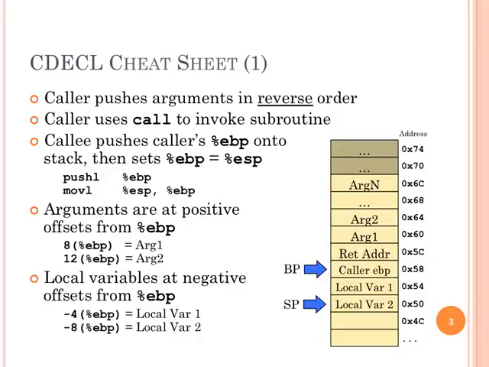And then if we decided to allocate space on the stack for local variables, which happens rarely, I have to say, then we can store those at negative offsets from EBP. So -4(EBP), -8(EBP), and so forth.